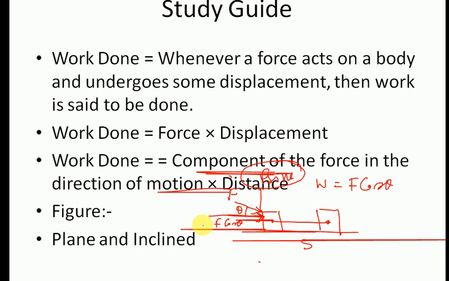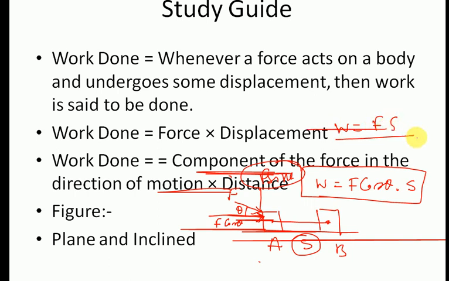Okay, F cos theta is displacing the body from position A to position B, and the total displacement is S. So F cos theta multiplied by S. So W equals F cos theta multiplied by S. Both of these equations will be required at the time of problems: F equals m into a, and W equals F cos theta into S.